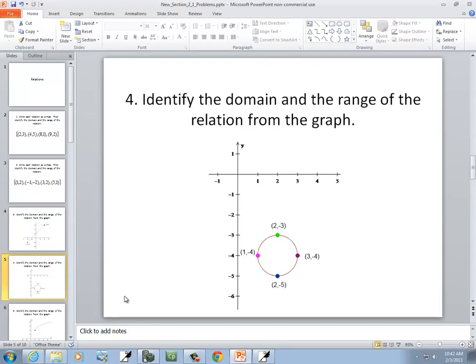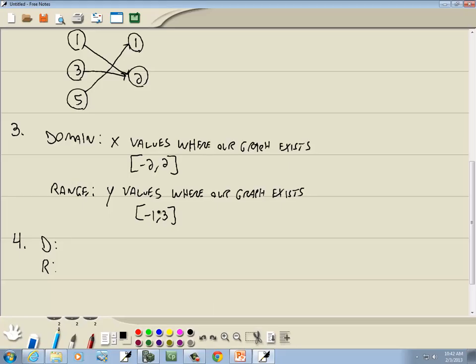And again, instructions are to find domain and range. Domain is our x values where our graph exists. X values, you look at your leftmost and rightmost part of your graph. Here's my leftmost part of my graph, and if I go straight up from there, I see it's 1. And my rightmost, if I go straight up from there, I see it's 3. Now they also give you the points right here, so you can easily see that. So domain, this is going to go from 1 to 3.